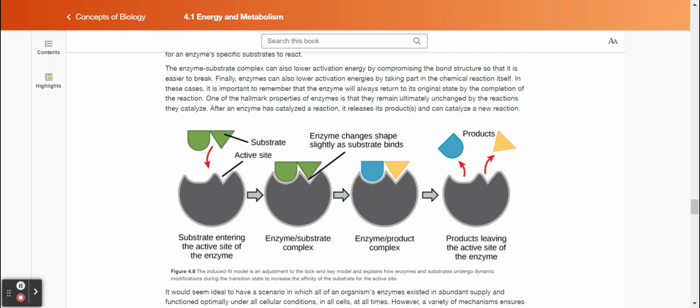Figure 4.8. The induced fit model is an adjustment to the lock and key model and explains how enzymes and substrates undergo dynamic modifications during the transition state to increase the affinity of the substrate for the active site.